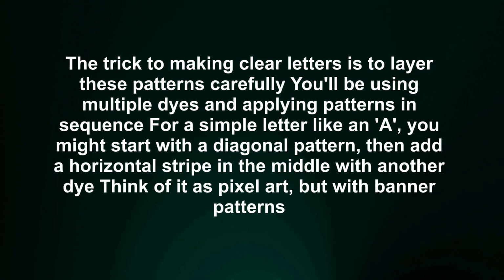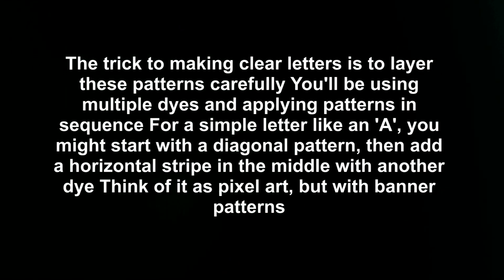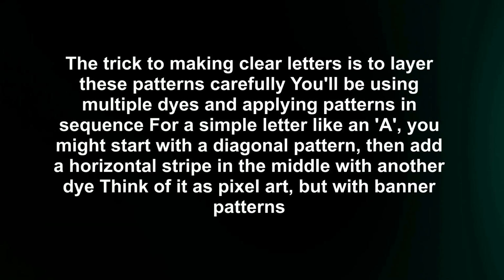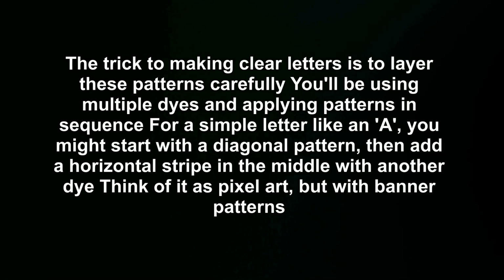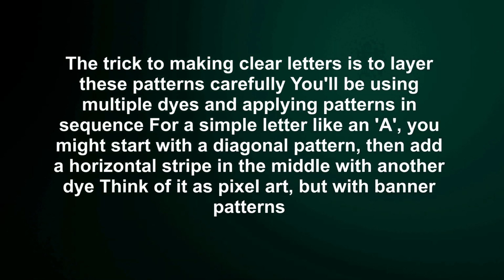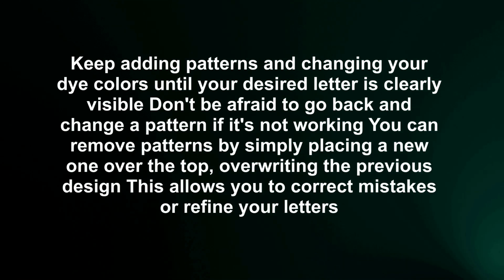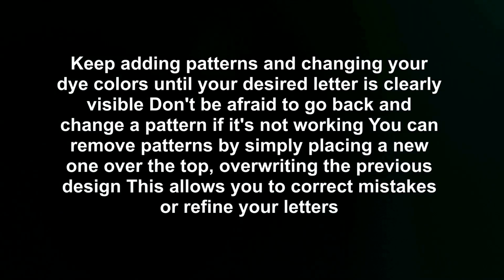The trick to making clear letters is to layer these patterns carefully. You'll be using multiple dyes and applying patterns in sequence. For a simple letter like N, you might start with a diagonal pattern, then add a horizontal stripe in the middle with another dye. Think of it as pixel art, but with banner patterns. Keep adding patterns and changing your dye colors until your desired letter is clearly visible.